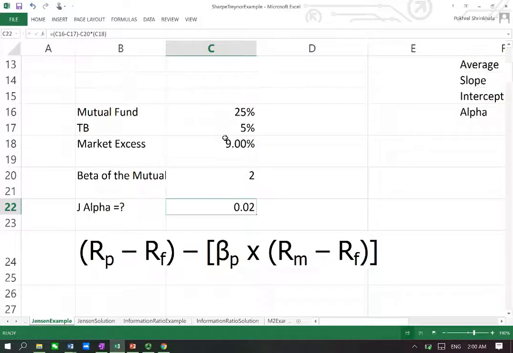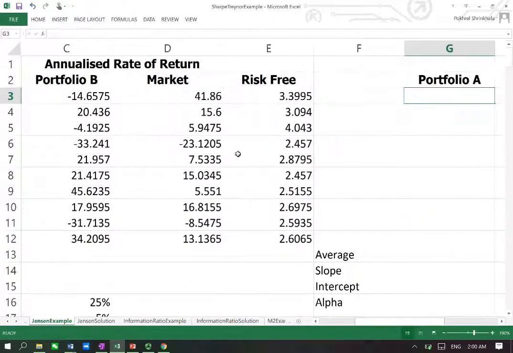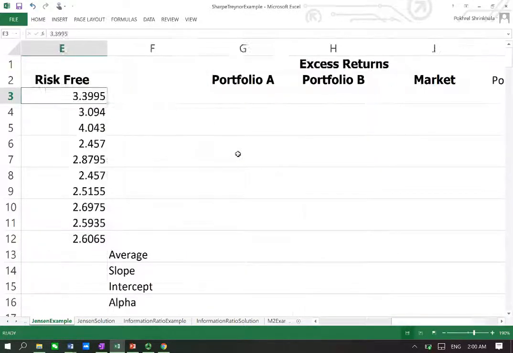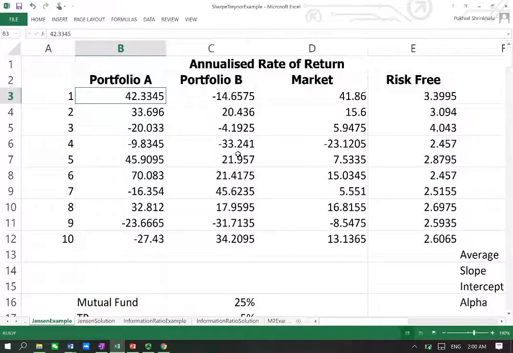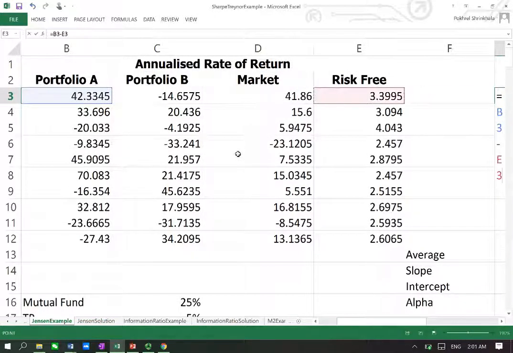Now, here is one comprehensive example, and using this example we can establish the understanding of Jensen Alpha even further. Here I have two portfolios' returns, the market return for different periods, and the risk-free rate for those periods. I need to find the excess return for portfolio A, for portfolio B, and for the market. So that's what I'm going to do here, which is portfolio A minus risk-free.